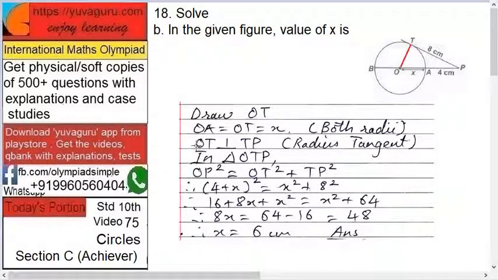Both radii. Therefore OT perpendicular to TP, because radius and tangent are perpendicular to each other. In triangle OTP, yes, OP square equals OT square plus TP square, Pythagoras. Therefore 4 plus x the whole square equals x square plus 8 square, right? Solve it. (a plus b) the whole square, a square plus 2ab plus b square. 16 plus 8x plus x square equals x square plus 64. X square gone. Therefore 8x equals 64 minus 16, 48.